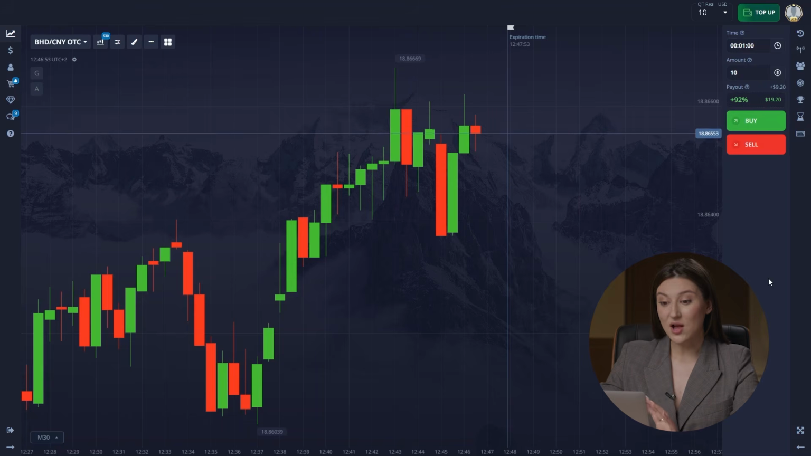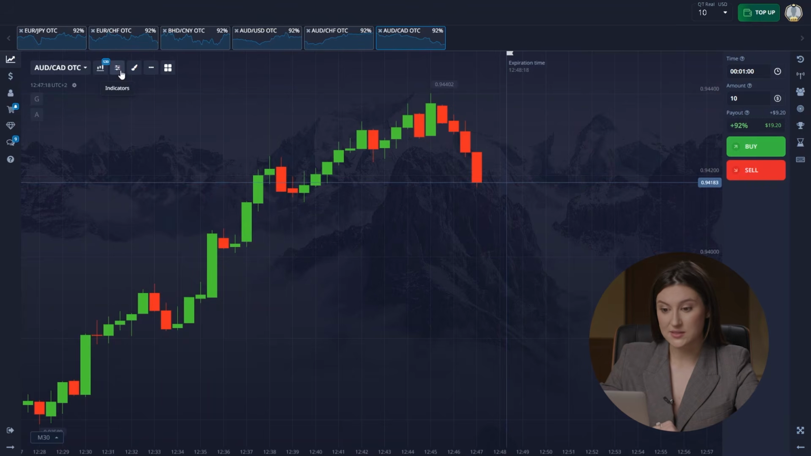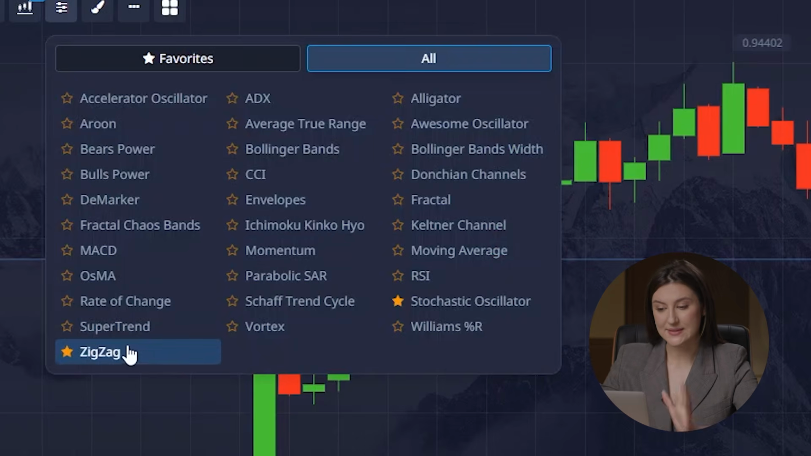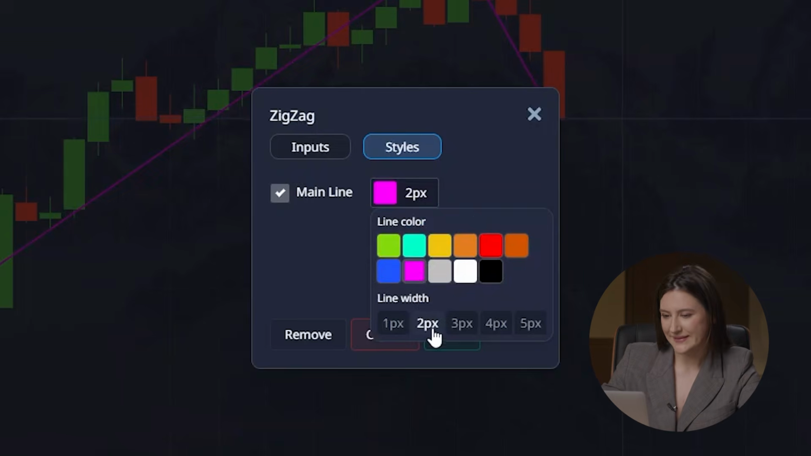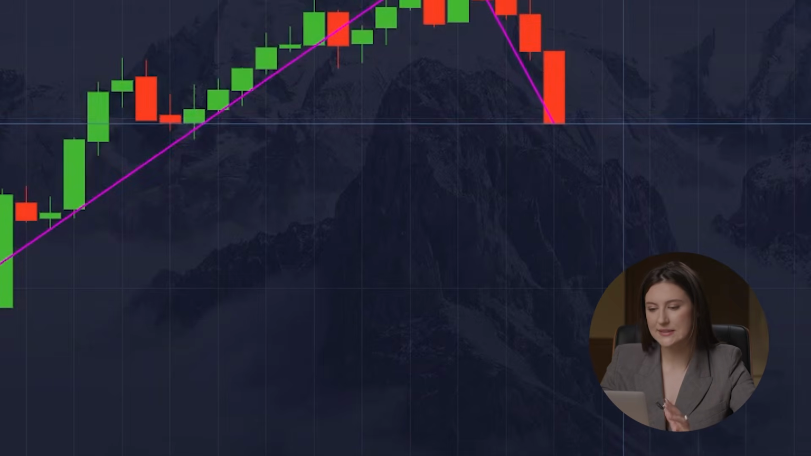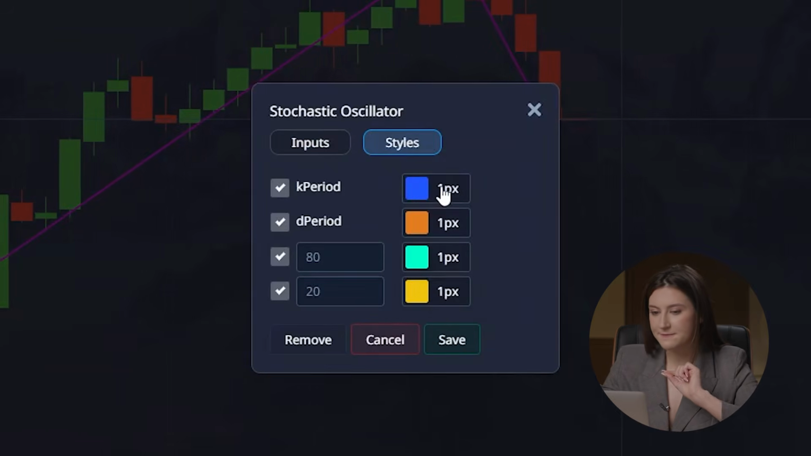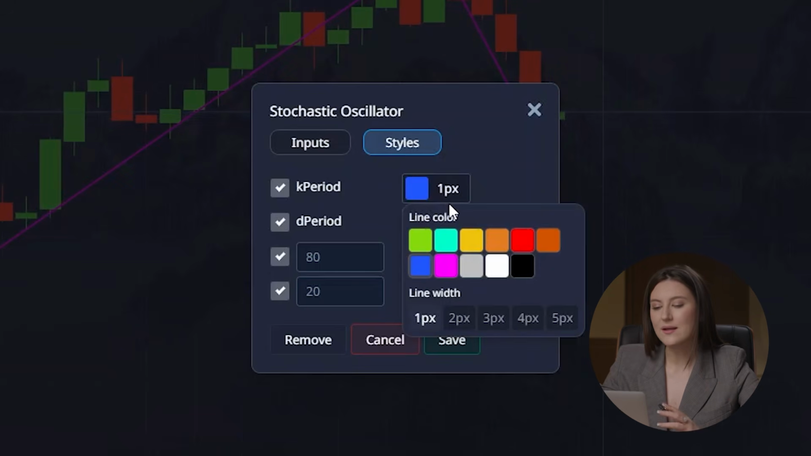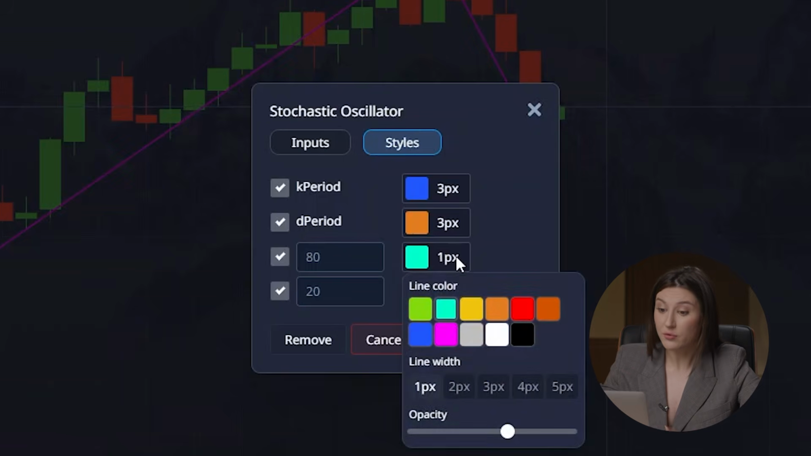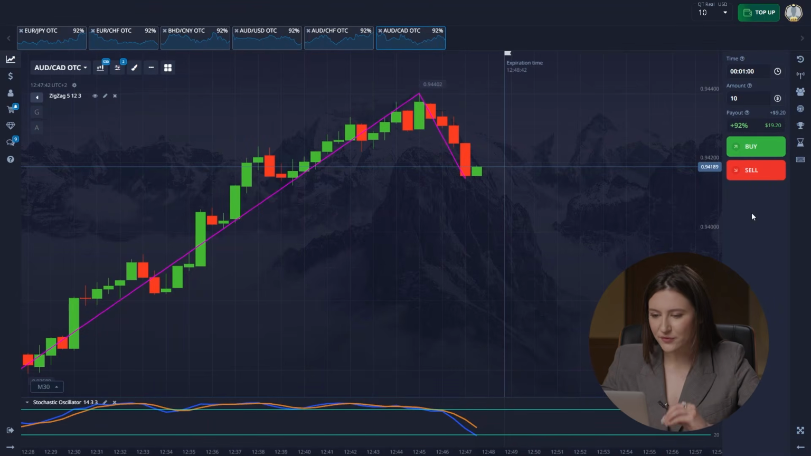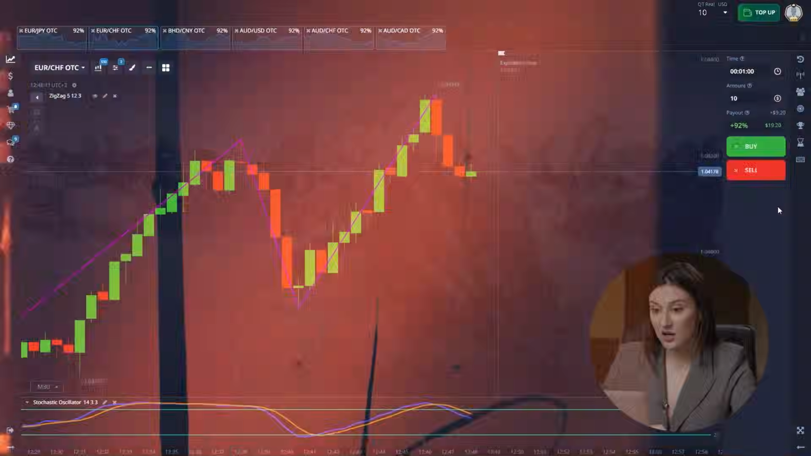Alright, I've got almost everything set up for today's session. I've selected the pairs and tools I'll be working with, Zigzag and Stochastic. They help me read the chart more clearly. Zigzag highlights key reversal points and filters out noise, while the Stochastic indicates moments when the market might be overheated or weakened. Together, they provide a cleaner view for analysis. Alright, let's begin. Here we go.